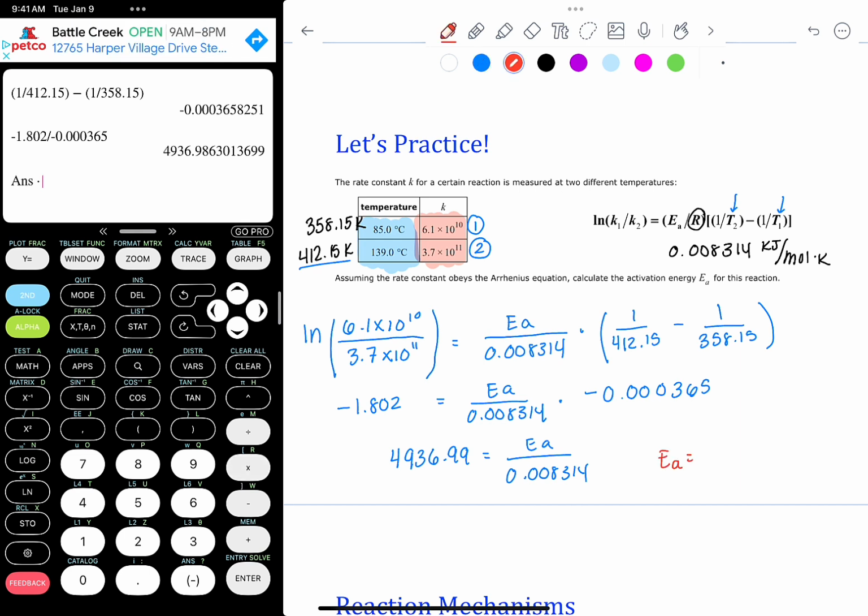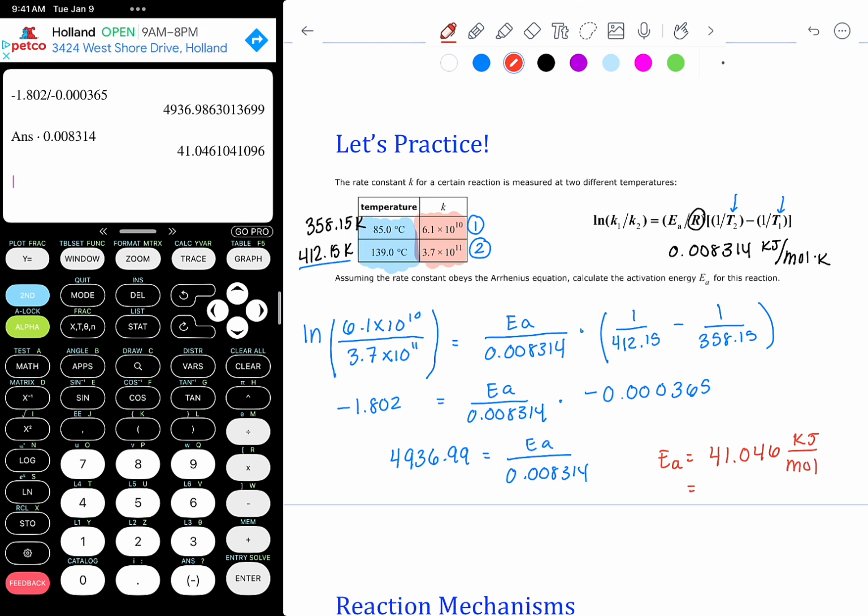So we'll multiply by 0.008314. And we get an activation energy of 41.046 kilojoules per mole. Let's see, we have 2 sig figs in this answer, so 41 kilojoules per mole for our activation energy.